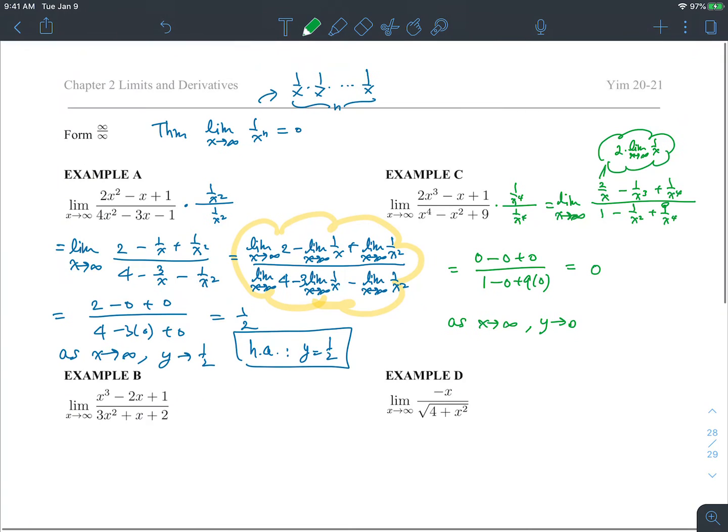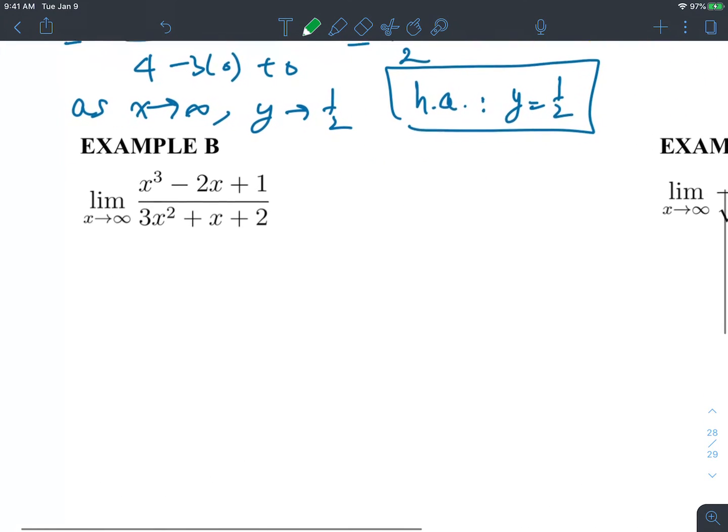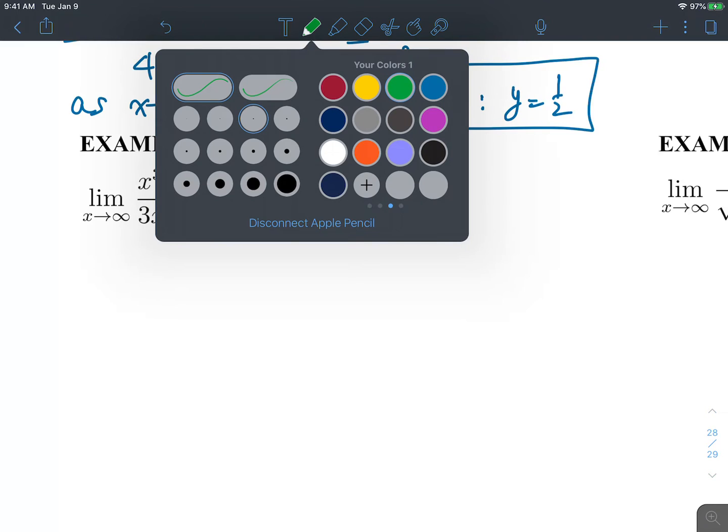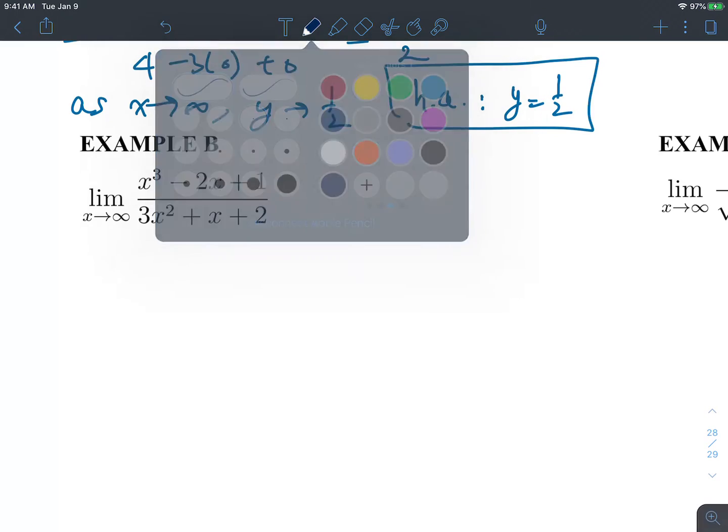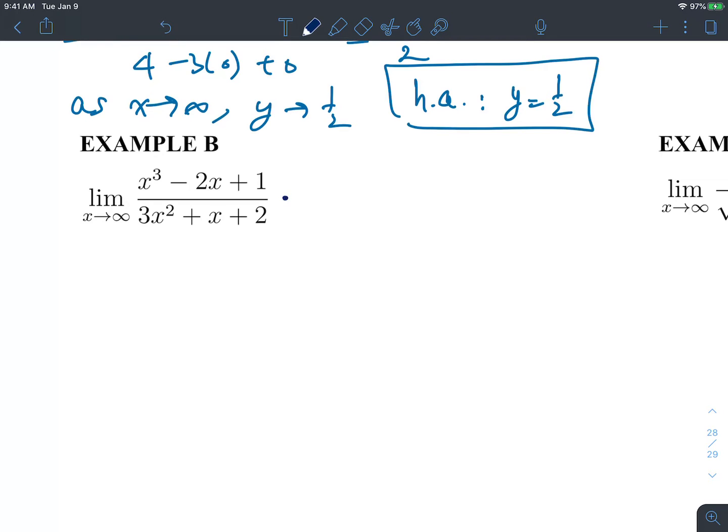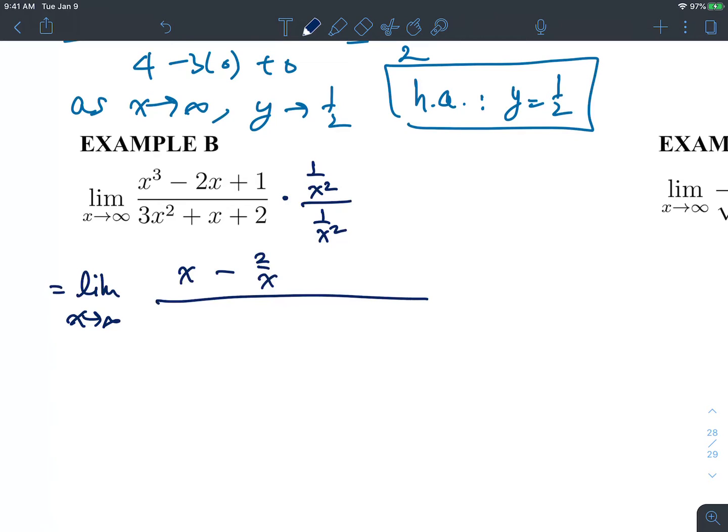Okay? All right. How about example B? Let's go with navy blue. All right, guys, we're going to be multiplying this with, once again, the reciprocal of the leading term of the denominator. That's what I prefer to do. That's 1 over x squared, and that will yield the limit as x goes to infinity of x minus 2 over x plus 1 over x squared, over 3 plus 1 over x plus 2 over x squared.